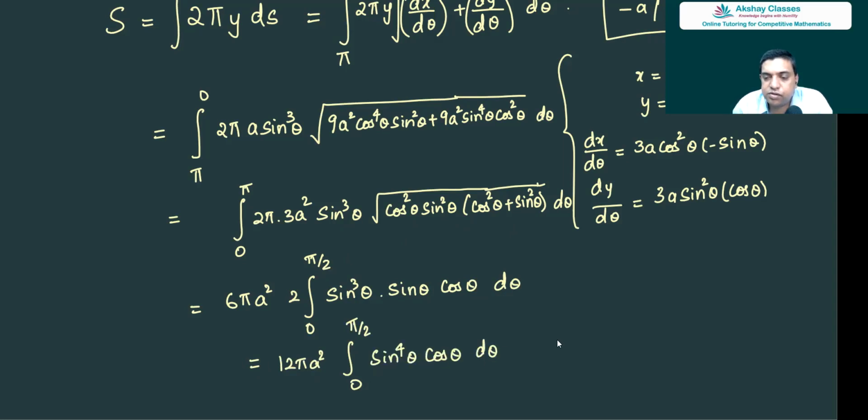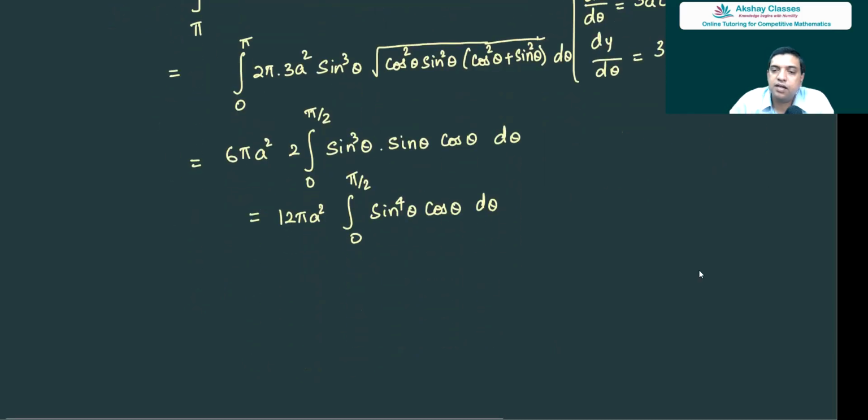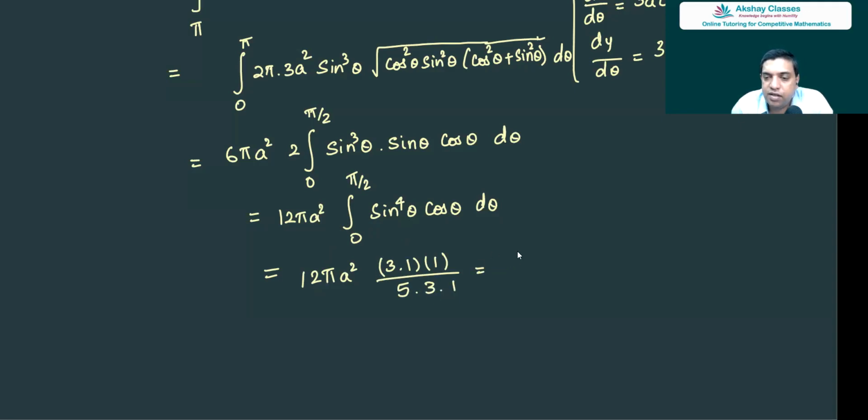Of course, you can do Wallis formula, or you can write sine theta as t, cos theta d theta will be dt. Like that you can also do by substitution. By Wallis formula, this is 3 into 1 into 1 by 4 plus 1, 5 into 3 into 1. So you get 1 by 5. So 12 pi a square upon 5 square units.